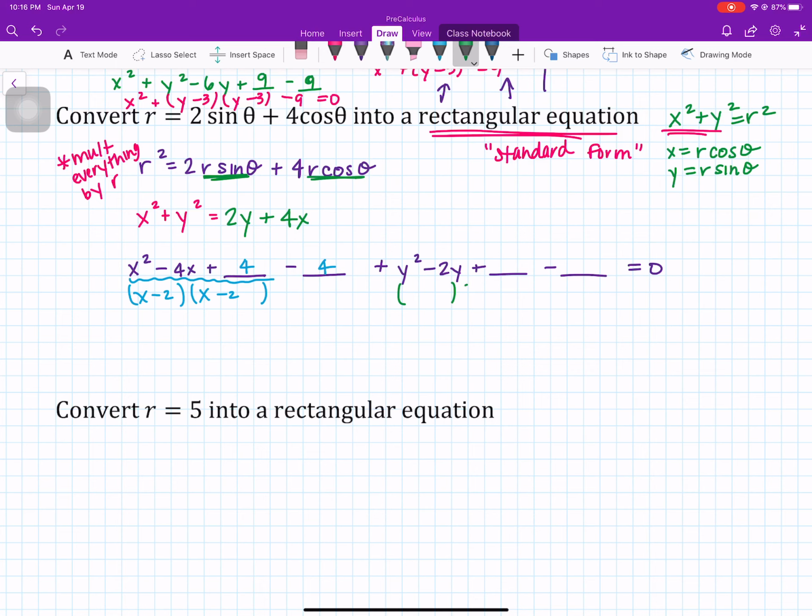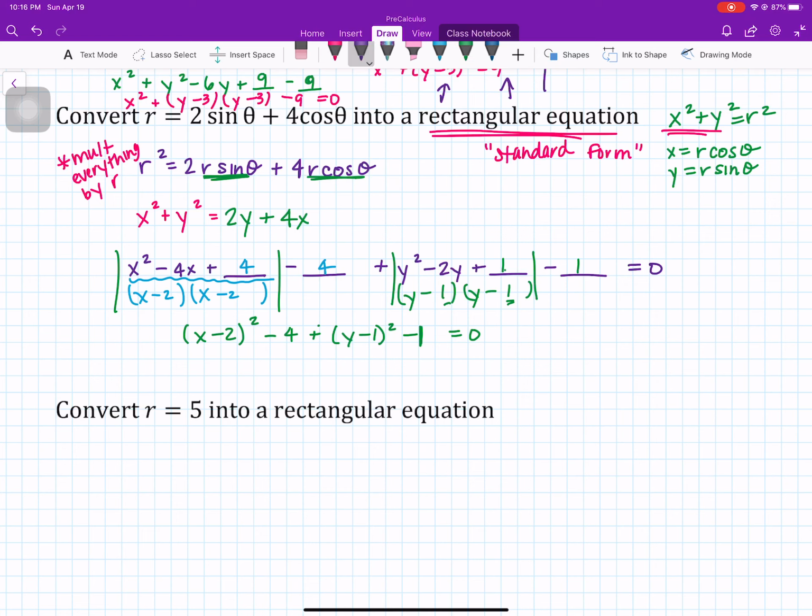So same thing here. We've got our parentheses, y and y. It's going to be minus. We divide 2 in half and we get 1, so 1 goes here, and 1 is there as well. So I have x minus 2 squared minus 4. And then I have plus y minus 1 squared minus 1. Again, these factor and stay together. The subtraction terms are always on the outside.